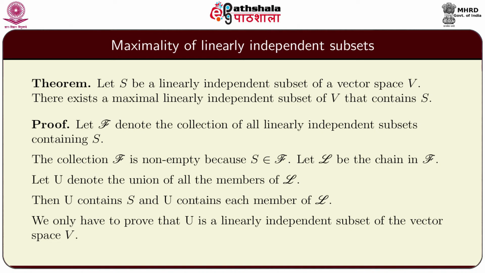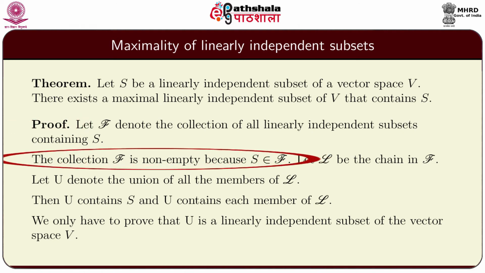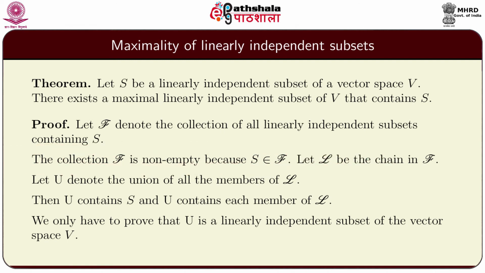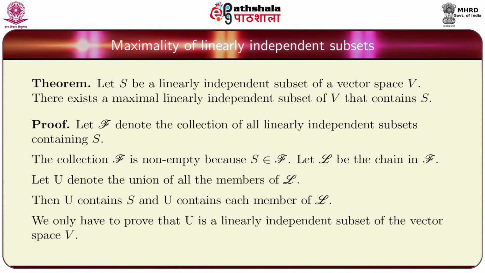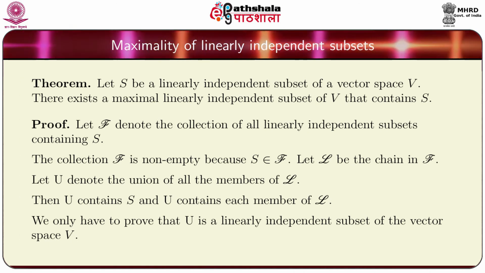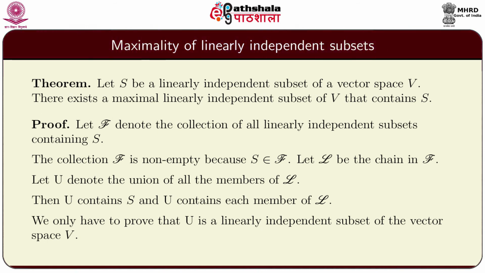So, first of all, if F denotes the collection of all linearly independent subsets containing S, then that collection F is non-empty, because S being linearly independent, S belongs to this collection F. Now, we consider a chain L in F, and our plan is to use Zorn's lemma to prove existence of a maximal element of the collection F. So, we therefore have to prove that the chain L has an upper bound.